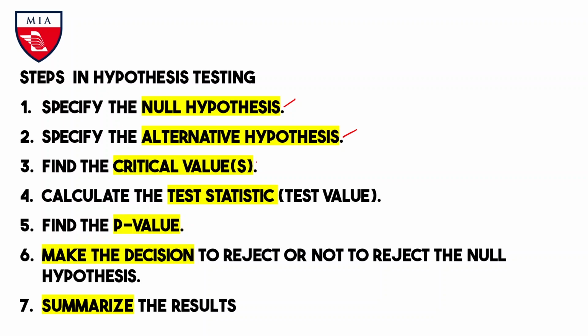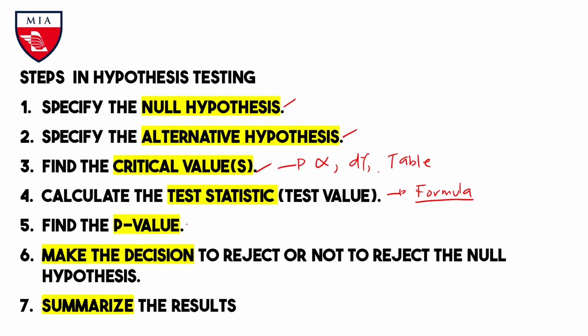Number 3, find the critical values. The critical values can be found using the alpha, the level of significance, the DF if you are going to use the F-test and T-test, and also by using the different tables. Number 4 is to find the test statistic or the test value. The test statistic is the one that we solve using the given formula. So the critical value can be found using the table, the DF, and the level of significance, while the test statistic can be found by using the given formula, even if it is a Z-test, T-test, or F-test.